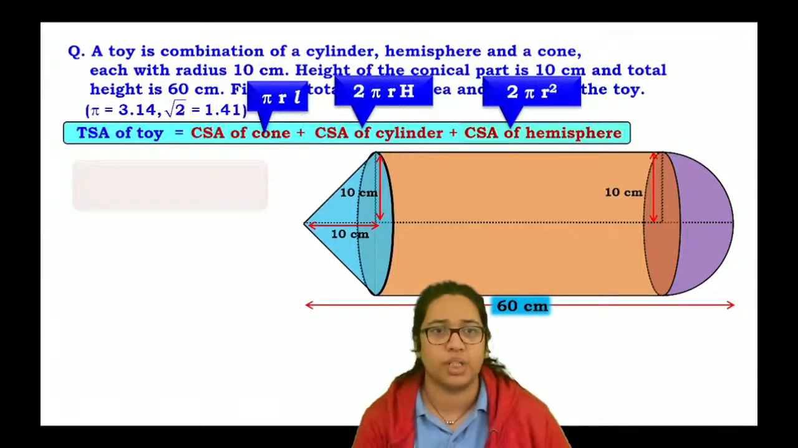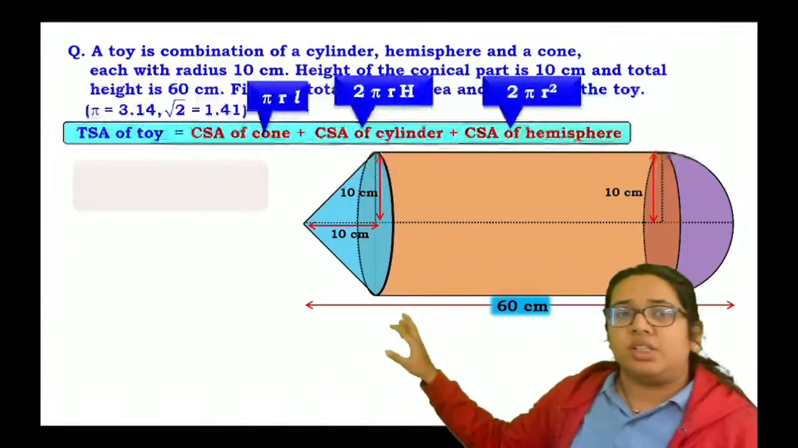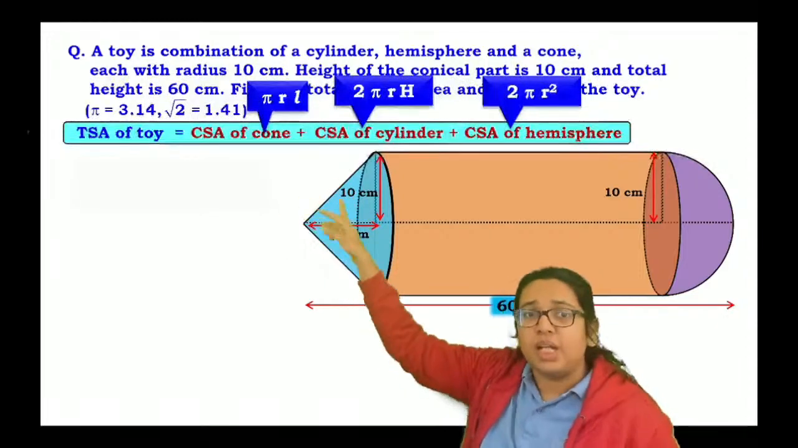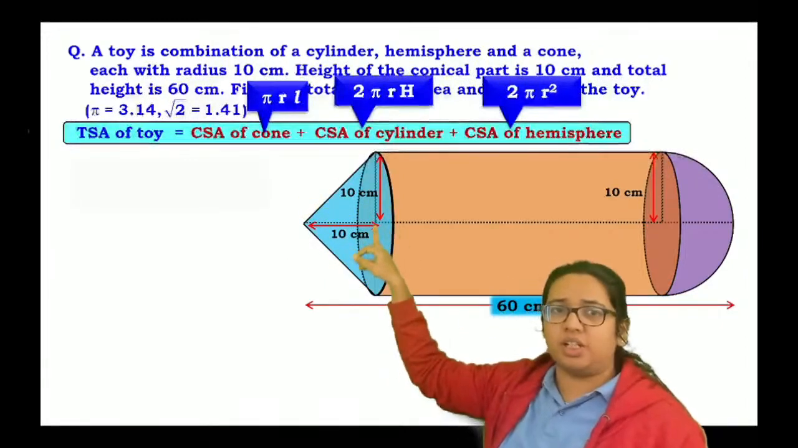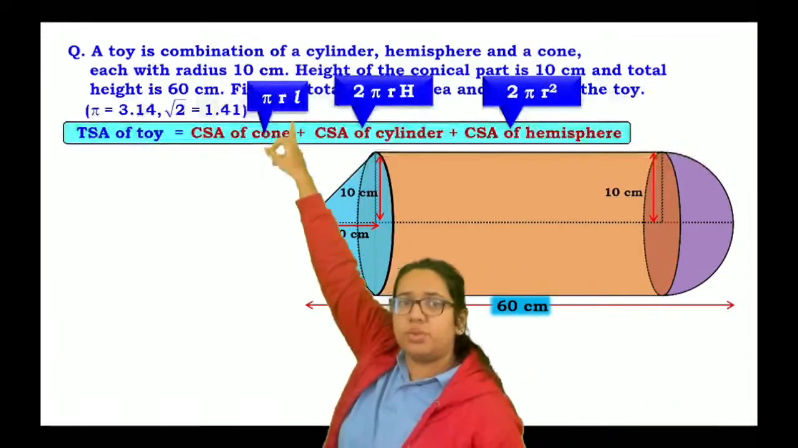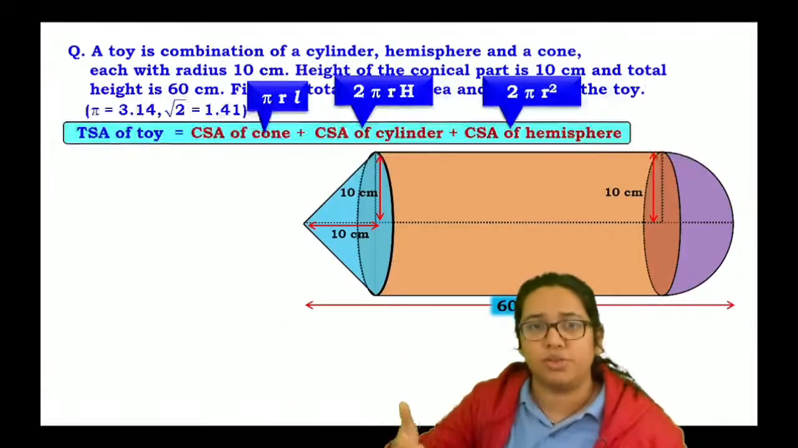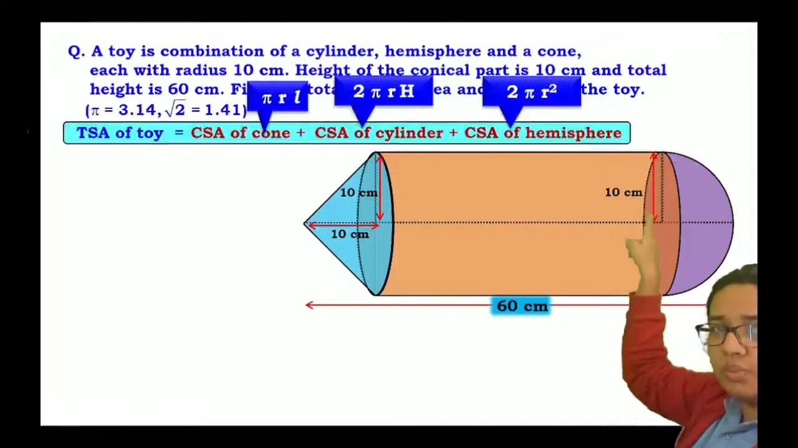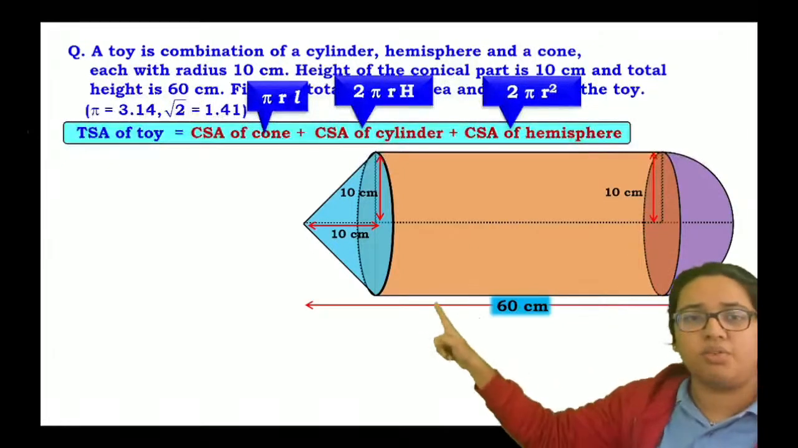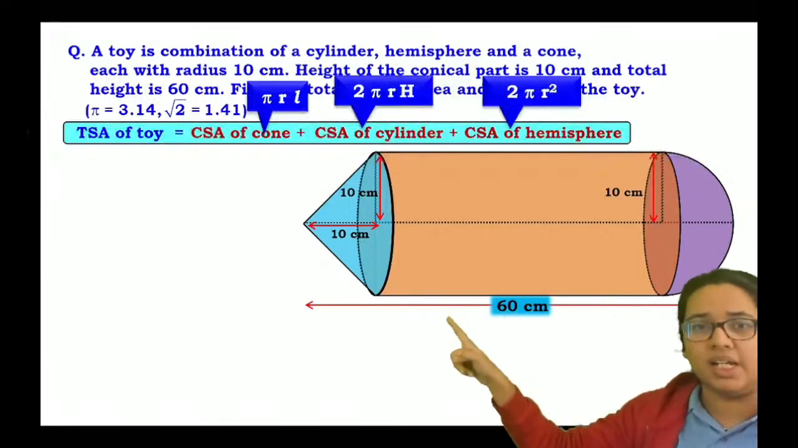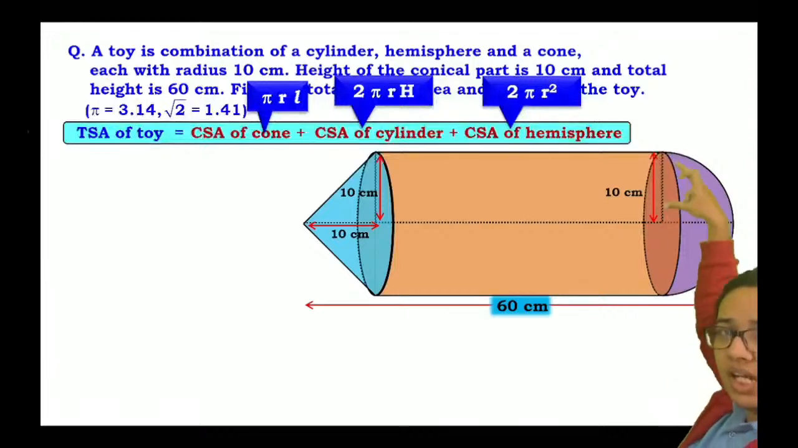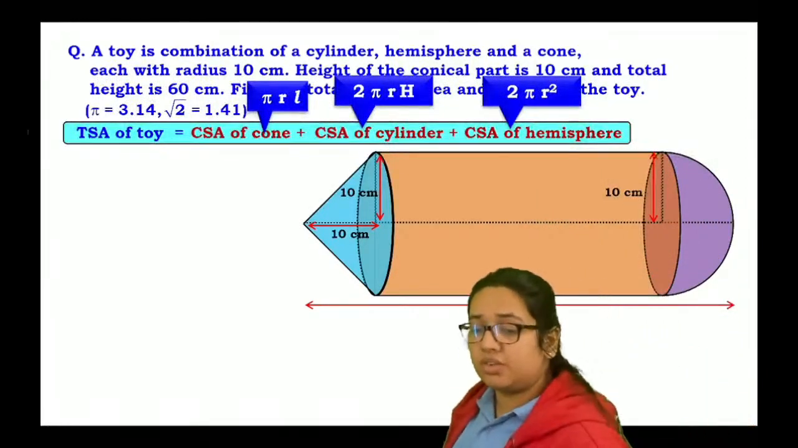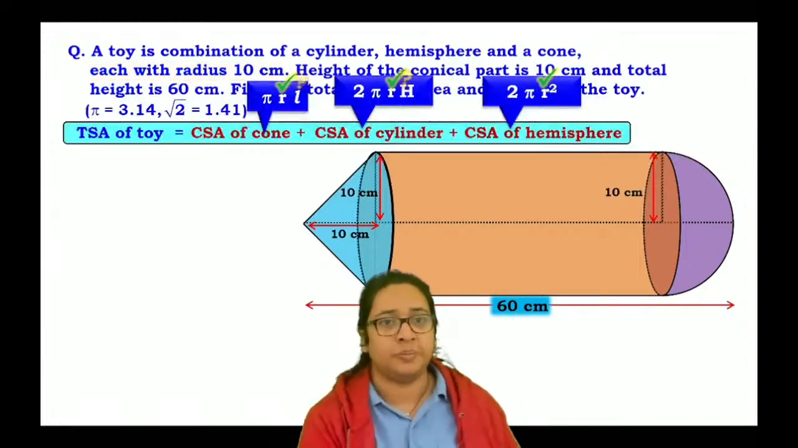2 pi r square. Okay, so now for this conical part we already know the value of pi, and r is given as 10 centimeter, but we have to find out the value of l. For the cylindrical part we already have its radius, but we just have to find out its height. And for the hemisphere, as the radius is 10 centimeter, we can easily find out the curved surface area of the hemisphere here.